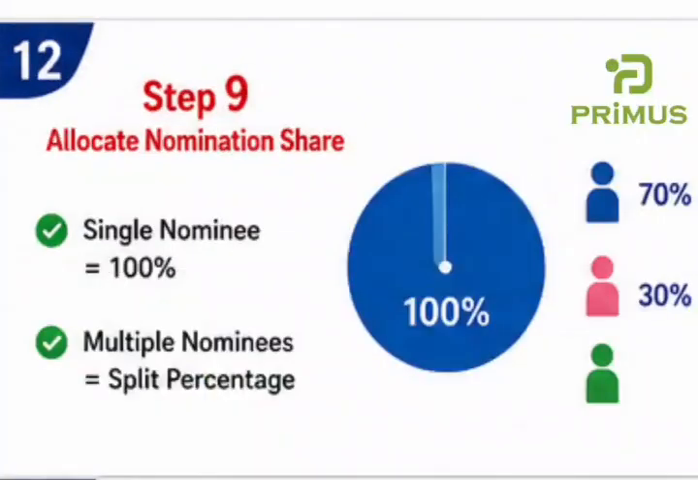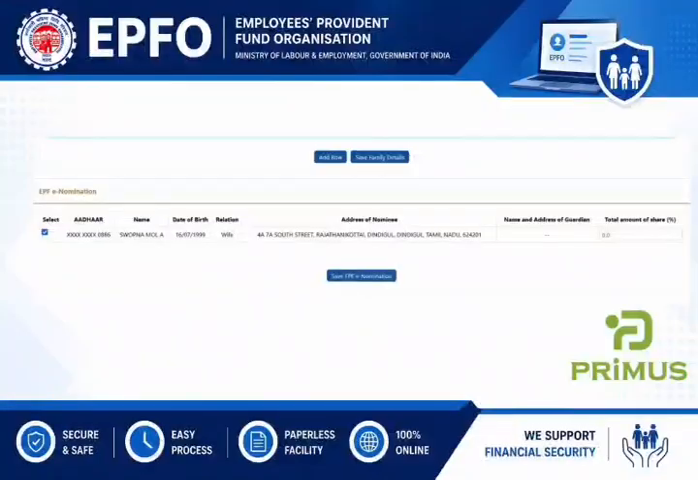Step 9. Allocate EPF nomination share. In the EPF nomination section, select the nominee you have added. Now specify the percentage share. If there is only one nominee, enter 100%. If you have multiple nominees, divide the percentage accordingly. The total share allocated among all nominees must be 100%. After entering the share percentage, click on the Save EPF nomination.